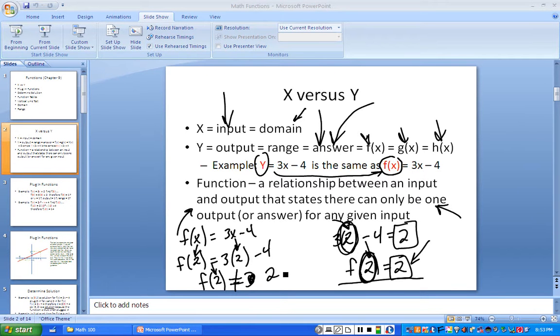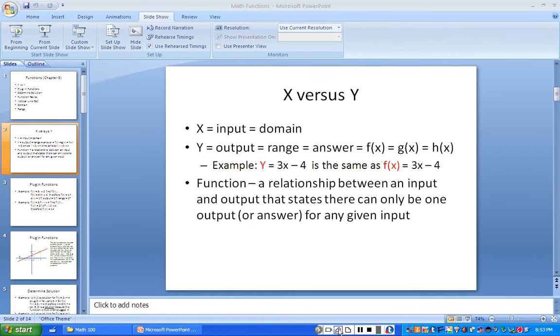So that there can only be one answer for any given input. In this case, 2 is our input, and we can only get one answer when we plug that in. Every time we plug 2 into this function, the answer will be 2. Now hopefully as we continue to go forward, it'll clear up a little bit, but again, that's all we're talking about with that definition.